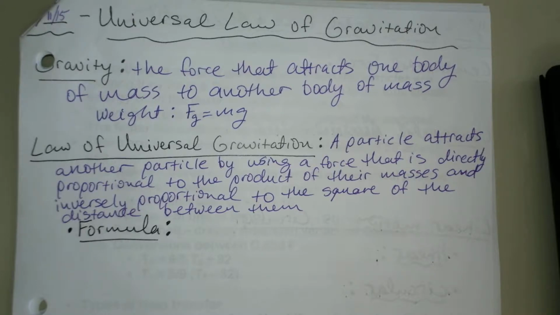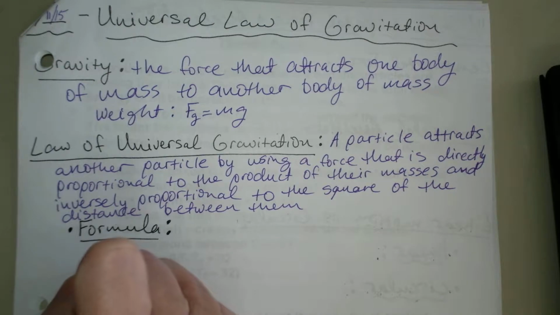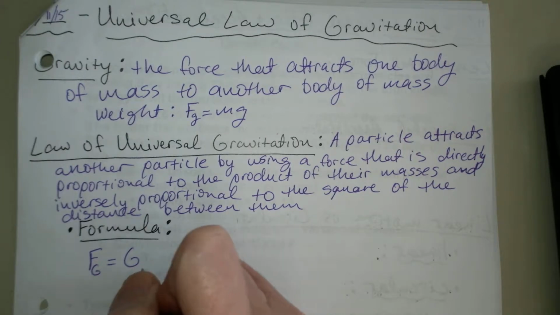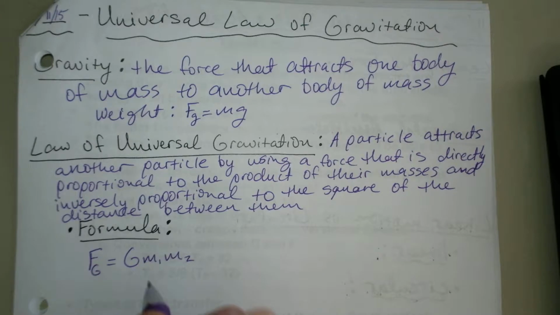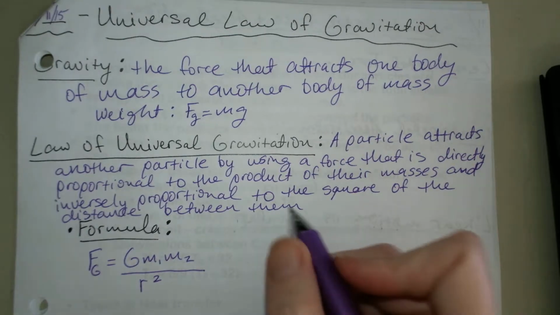Super complicated. It can be reduced down to just one formula. Most laws can be described in one formula. The formula for the universal law of gravitation is Fg equals big G, which is a constant, times m1 times m2, those are masses, divided by r squared. So let's define these things.